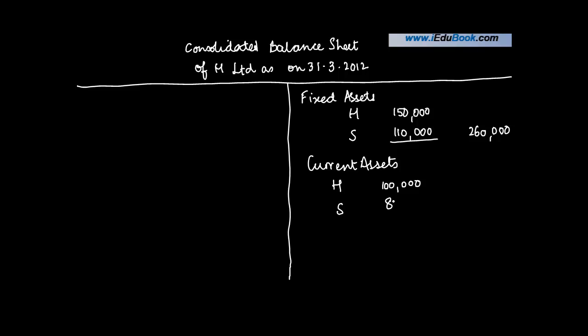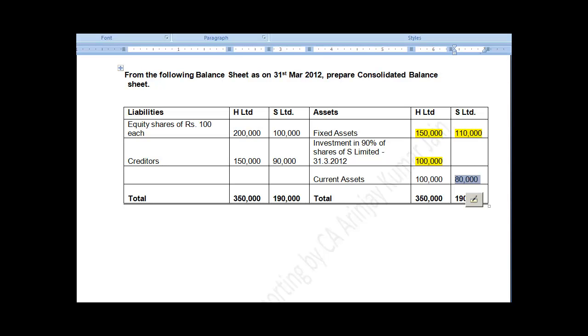S, 80,000. Do a sum of these two and put it in the outer column, right? Now I go to the credit side. I'm done with both of them, so I'll just mark them yellow. You can just put in a simple tick, okay?